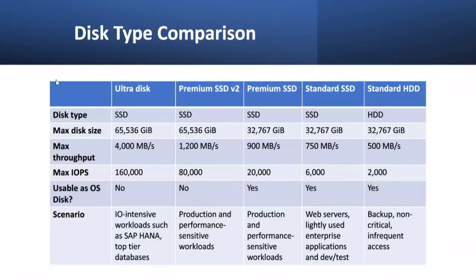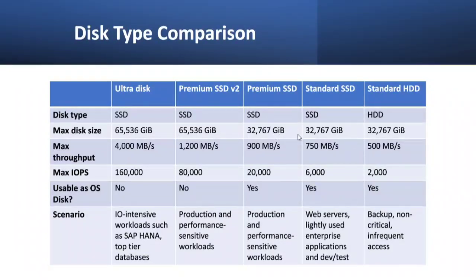This is the comparison of all the disk types we have in Azure. Based on our requirement, we have to choose. For example, if we compare all these disks, Ultra Disk, Premium SSD and Standard SSD are solid state drives, and Standard HDD is the hard disk drive. If you look at the maximum disk size, how much disk size we can use as part of Ultra Disk, it's 65,536 GB, and the same for Premium.